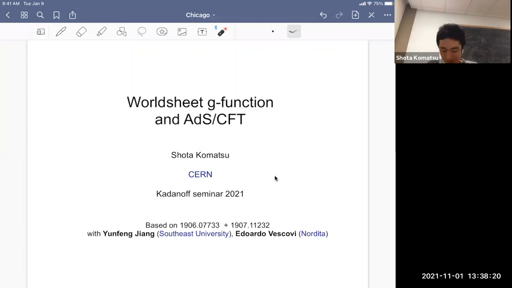Today I'm going to talk about some works about AdS/CFT, and in particular the application of what's called the G function to N=4 super Yang-Mills theory, which is a canonical example of the AdS/CFT correspondence. The talk is mostly based on two papers that I wrote about two years ago. But there are several follow-up papers, and I am going to mention some follow-ups as well.